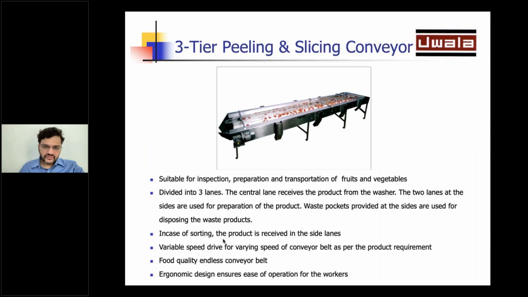Then we come to the peeling and the slicing conveyor. This operation, as I was just mentioning, happens manually. So we have a conveyor like this. There will be people standing on both sides of the conveyor. They would be manually peeling the mangoes and then slicing the mangoes. So the waste peel and all that is dumped through the waste pockets. We had seen the waste pockets earlier. So those are dumped through the waste pockets, and the prepared product is kept in the central lane or in a separate tier. We can have a 3-tier peeling and slicing conveyor as well. So after peeling and slicing, the prepared product is then taken for further processing. So those happen in the conveyor, the picture of which you can see on your screen.